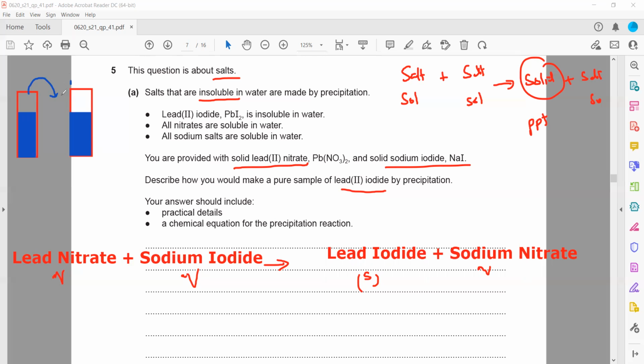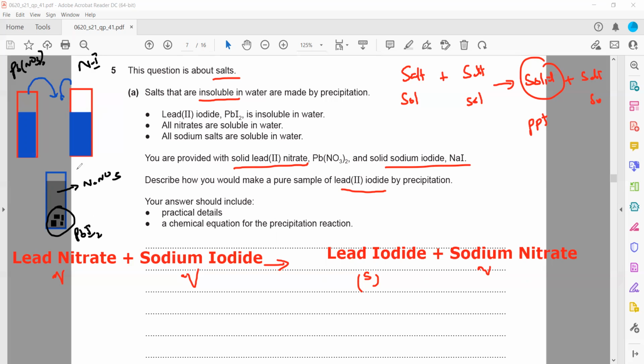And we mix these solutions together into another test tube or another container, or we can transfer the solution from one test tube to another. As a result, we'll observe a precipitate, or a solid, is formed. So how do we obtain this solid? This was lead nitrate, and here it is sodium iodide. When we mix them together, the result is lead iodide and a solution of sodium nitrate. So how do we obtain this lead iodide?